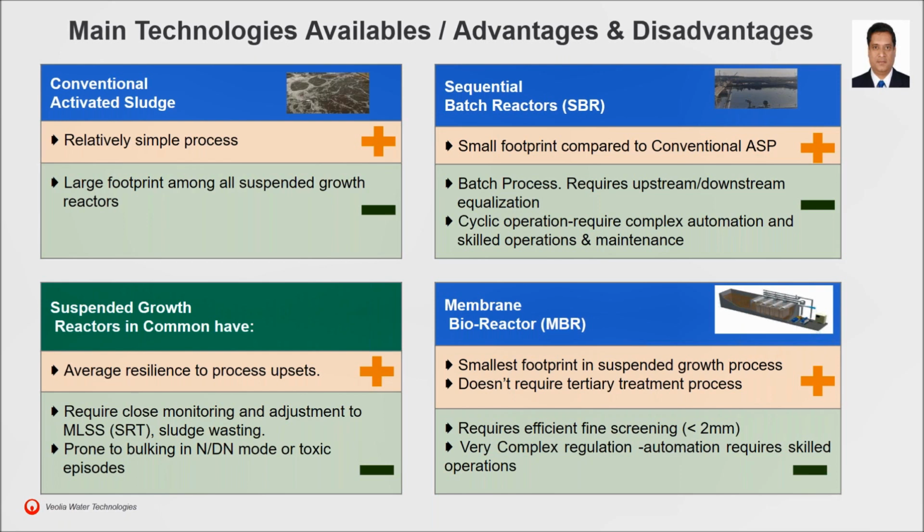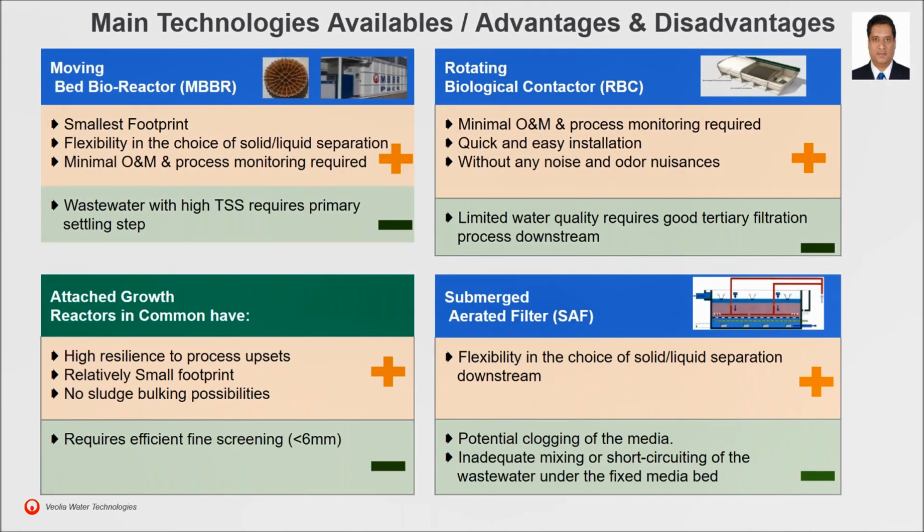Further, it operates in cyclic mode, and that's why it requires PLC programming and complex automation. So it requires skilled operation and maintenance. Similarly, MBR requires efficient fine screening down to 2 mm. And the same, since the membrane process is involved, there is very complex automation involved, requiring skilled operation. However, this has the smallest footprint in suspended growth process, and it doesn't require a tertiary treatment process. Let's go to the next slide.